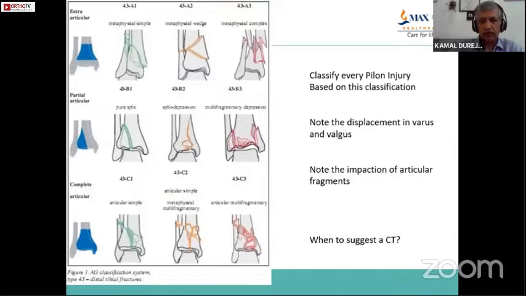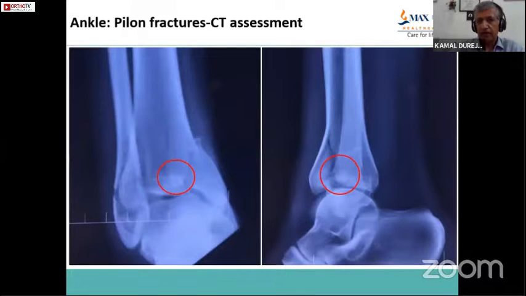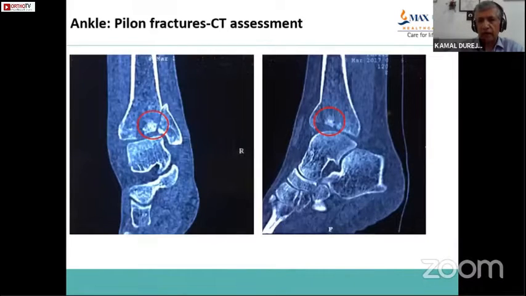Also note the displacement in varus and valgus, and note whether there is any impaction of the articular fragments. Why is it important? Because that will suggest to me, like in this case, I can see this impacted fragment in a Pilon injury, but the anatomy of this intra-articular fragment, which has moved proximally, is not very clear. However, when I do these coronal and sagittal CT scans, it shows me where my fragment has gone. So understanding these fragments by a CT scan is an important assessment to be made radiologically, which will help us in planning the treatment of such cases.